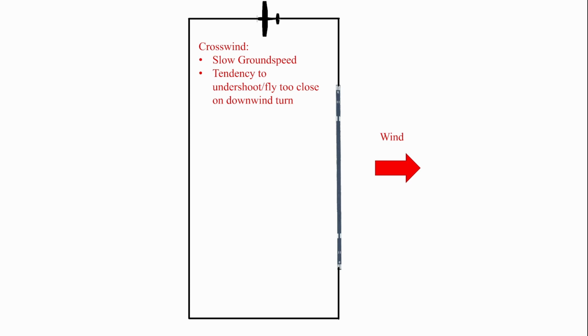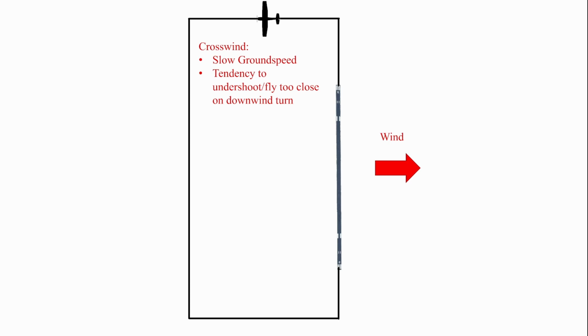So to counteract this tendency, you want to delay your turn to downwind or use a smaller bank angle to make that downwind turn. And again, try to use those familiar landmarks if you're at a familiar pattern, or take a look at the runway and make sure you're at an adequate distance.